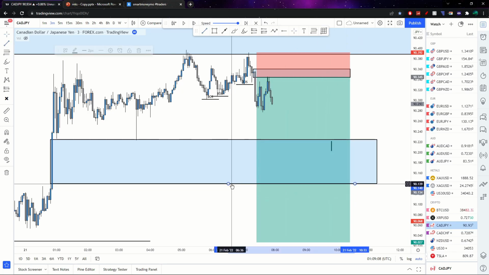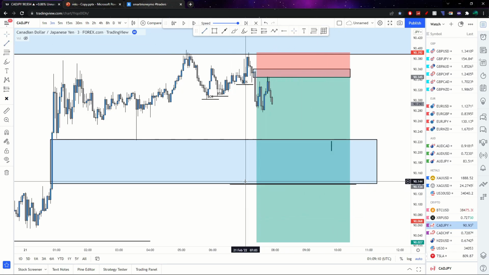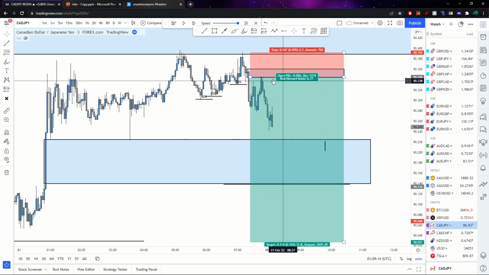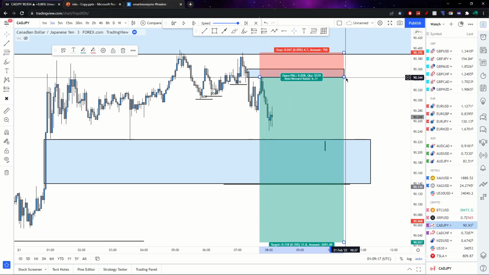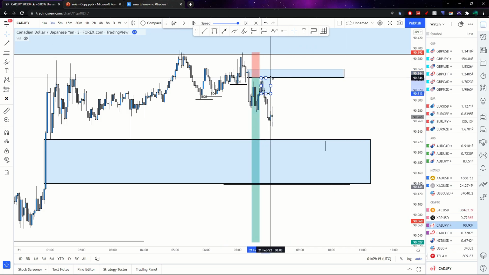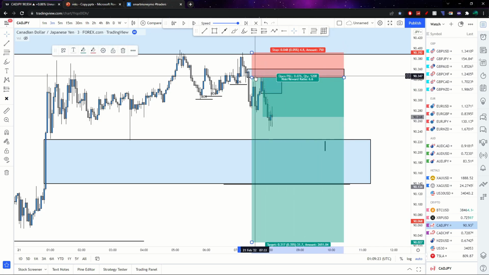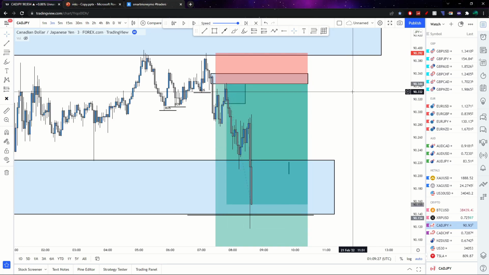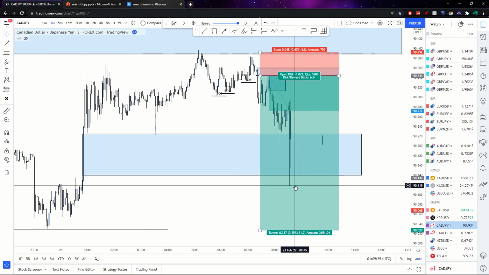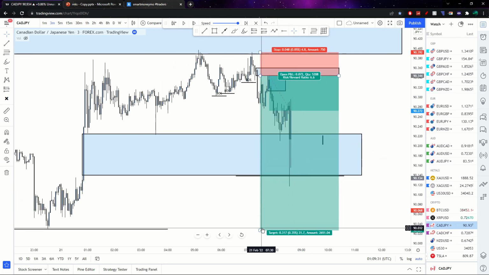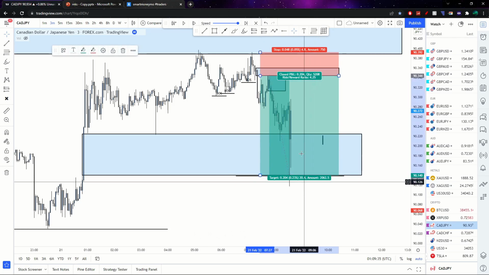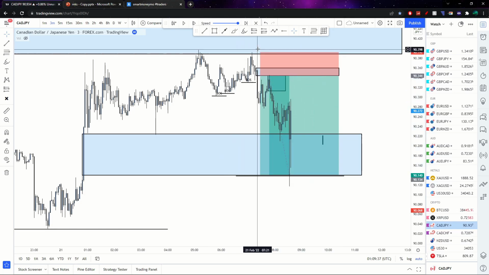Now with that first take partial, if we can make that visible, so my first take partial is there. Price taps me in right there, and then we have the mitigation of the imbalance, right? Look at that volume increase. That is my first take partial right there, right? At 20 pips at 1 to 4, my first take partial.